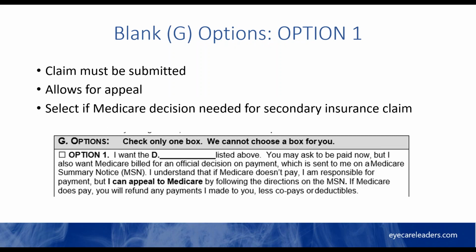A claim must be submitted to Medicare when option 1 is selected. This will result in a payment decision that can be appealed. A beneficiary may need an official Medicare decision to file a claim with a secondary insurance. Option 1 should be selected in this case.